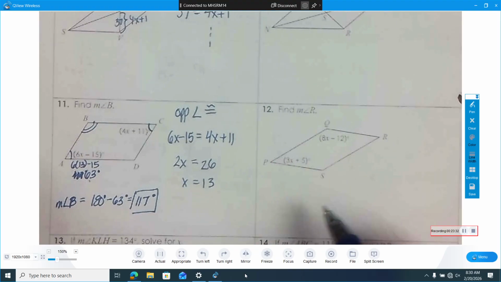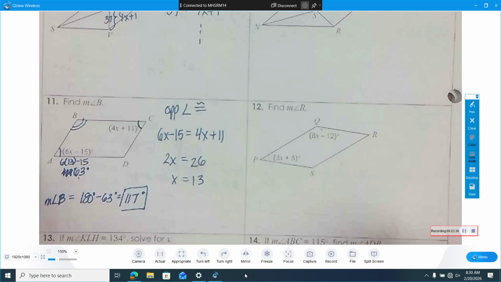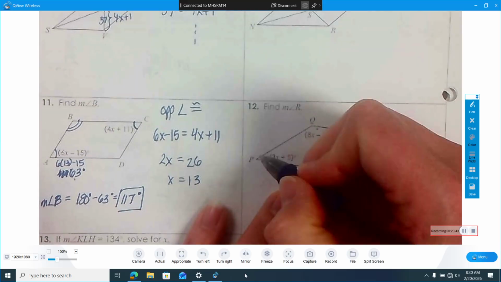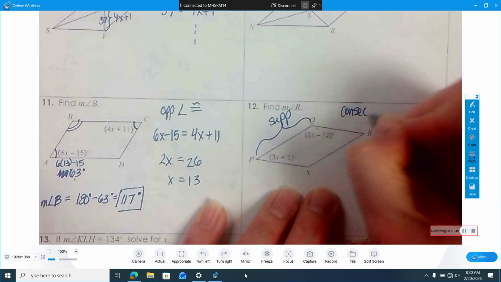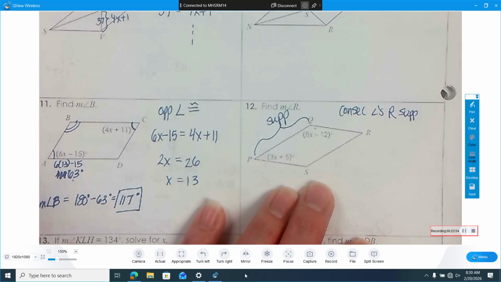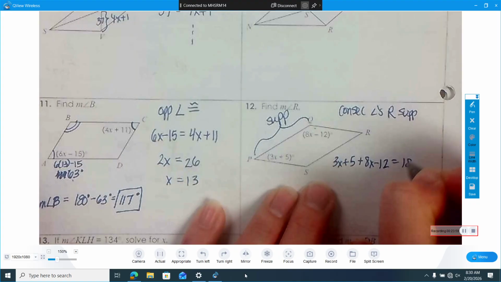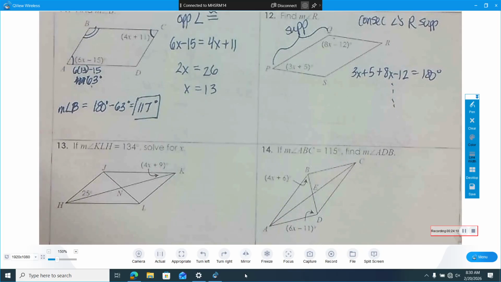All right, number 12. Look at the information they gave us. What do we know? Equals 180. Yes, they are supplementary. Consecutive angles are supplementary. So we can add them up and they should equal 180. So 3x plus 5 plus 8x minus 12 should equal 180 degrees. And I think we can go from there. Great. Are you guys doing okay? You're all good? Okay.